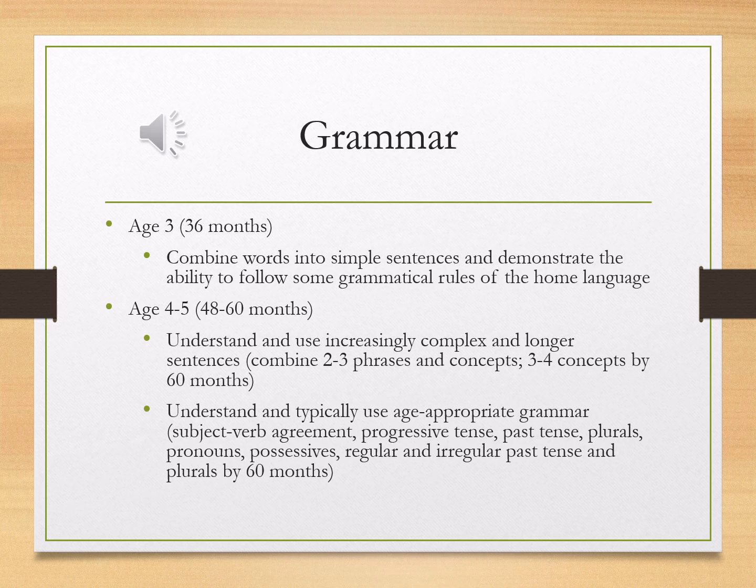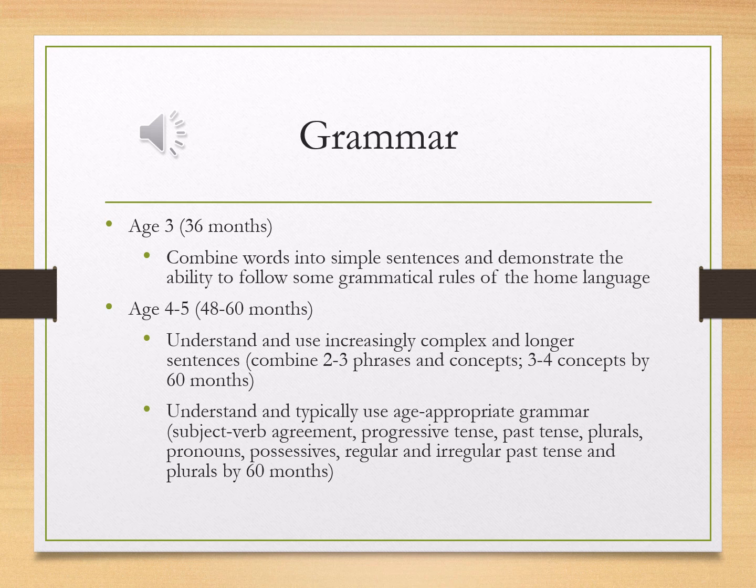Once they get to ages 4 and 5, they should be able to make longer and more complex sentences, so combining 2 to 3 phrases. So my mom went to the store, she'll be back soon, which would be combining phrases. I like dogs and I want to get one. That would also be putting phrases together, using different concepts in sentences. So again, my mom went to the store and she'll be back soon. So putting together different ideas.